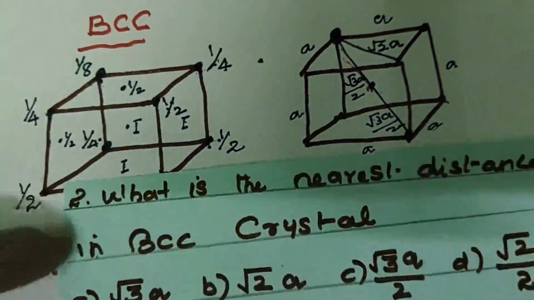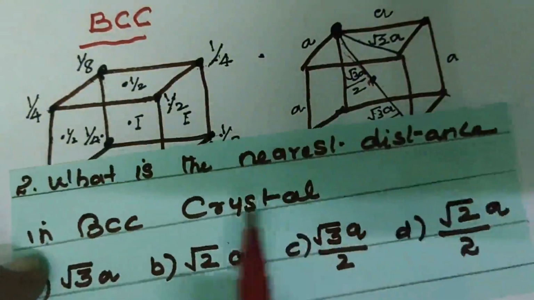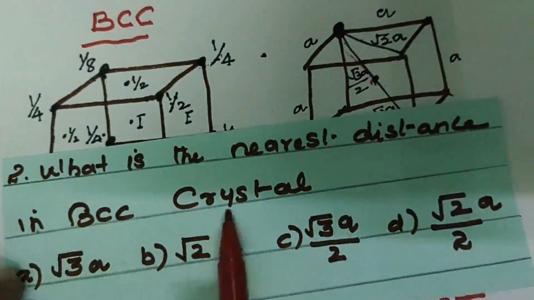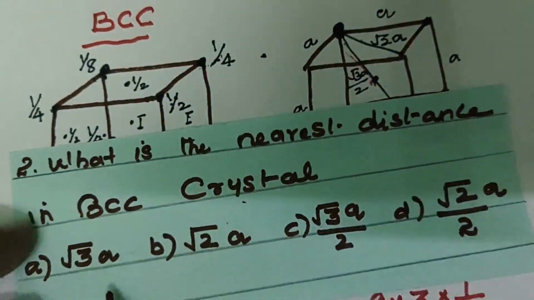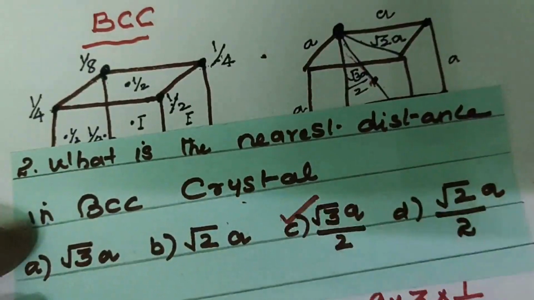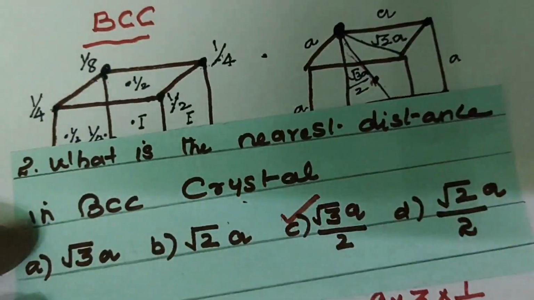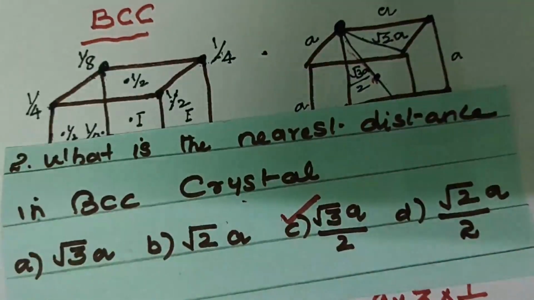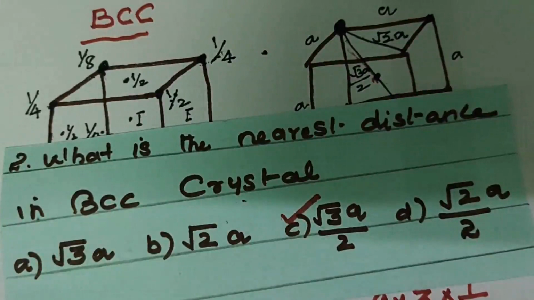Then second question: what is the nearest distance in BCC crystal? It's very important. That is root 3 a by 2. Root 3 a by 2 is the first nearest distance in BCC crystal. These two values are very important.